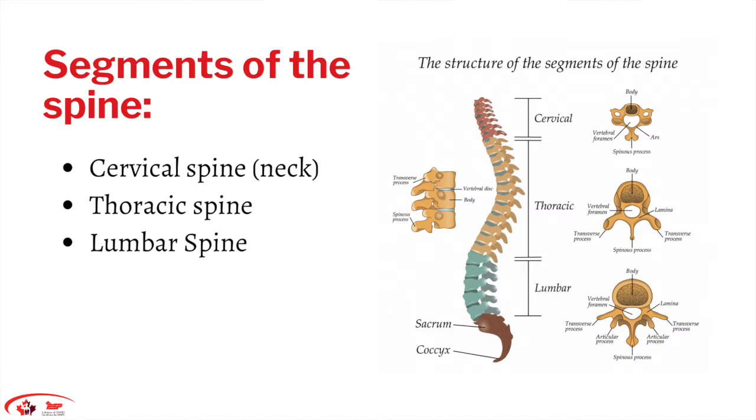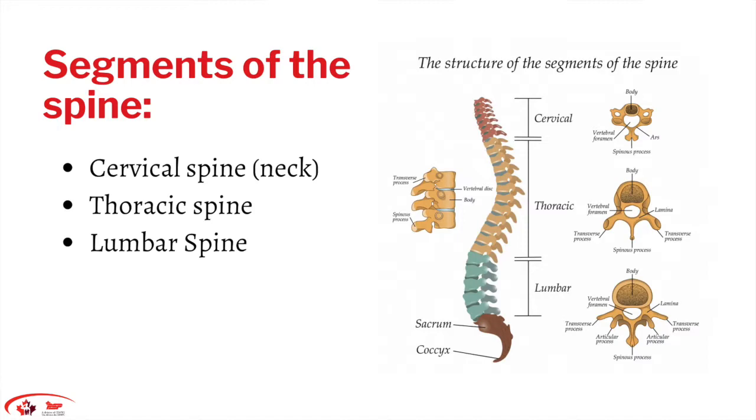You can see how the vertebrae fit together, the disc that's in between, and how the shape of the vertebrae change based on where they are in the spine. So the cervical vertebrae are a little bit smaller, the lumbar vertebrae are larger, so you can see just the differences there.